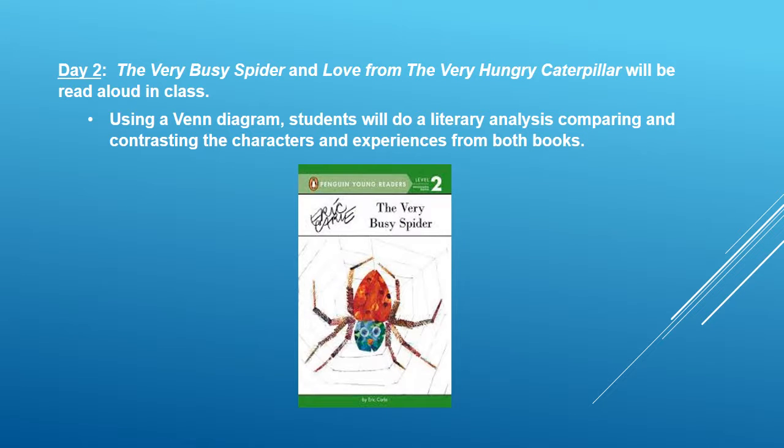For this day, we will be using a Venn diagram. Students will be doing a literary analysis, comparing and contrasting the characters and experiences from 2 books. Those 2 books will be The Very Busy Spider and Love from the Very Hungry Caterpillar.